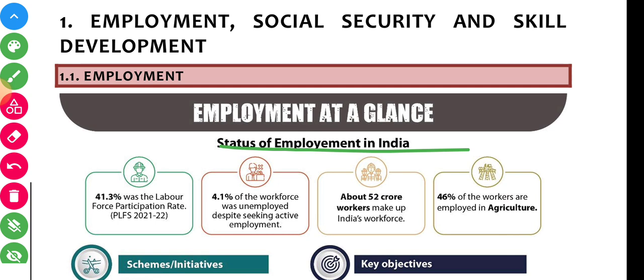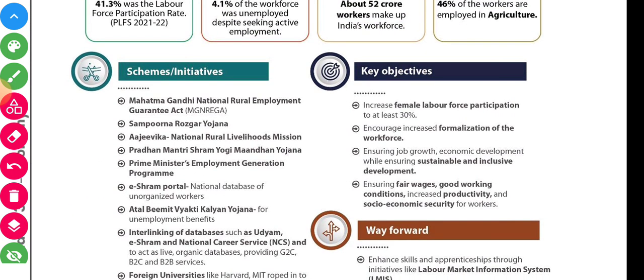41.3% was the labor force participation rate in 2021-22 and 4.1% of the working class was unemployed despite seeking active employment. About 82 crore workers make up India's workforce and 46% of workers are employed in agriculture. So these are clear cut data related to employment in India.